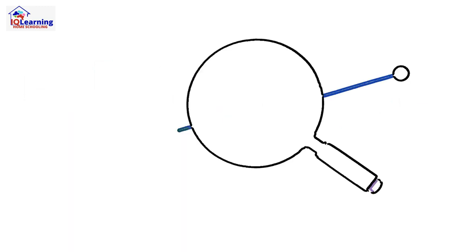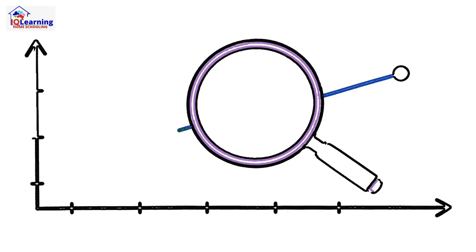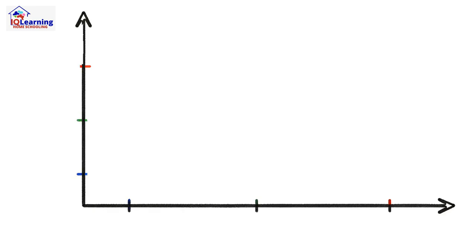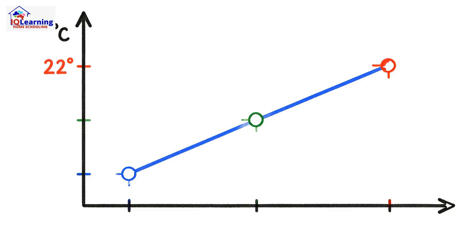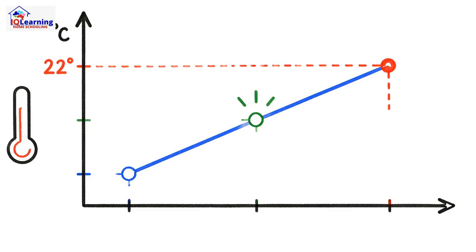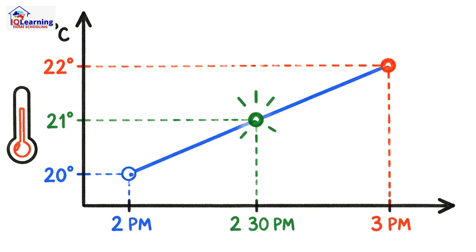But line graphs have superpowers. The first is called interpolation. It's like reading between the lines. If the temperature was 20 degrees at 2 p.m. and 22 degrees at 3 p.m., we can make an educated guess that at 2:30 it was about 21 degrees. It lets us fill in the gaps.